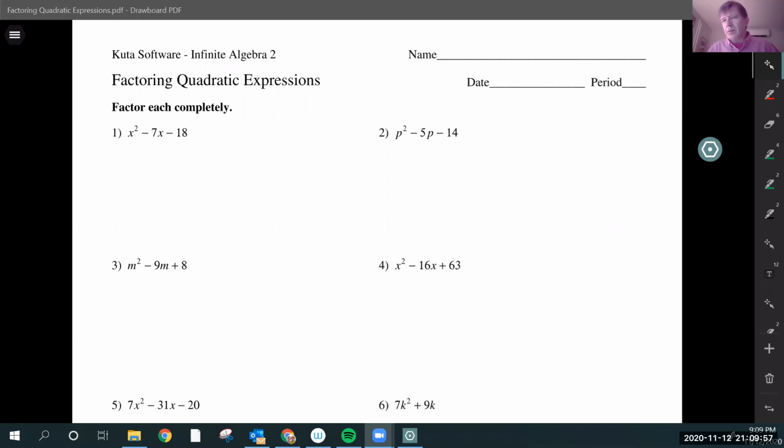Okay, let's see if we can do this. Oh, interesting. Okay, so that won't work. All right. I don't think that's going to work. All right, let's try this now.